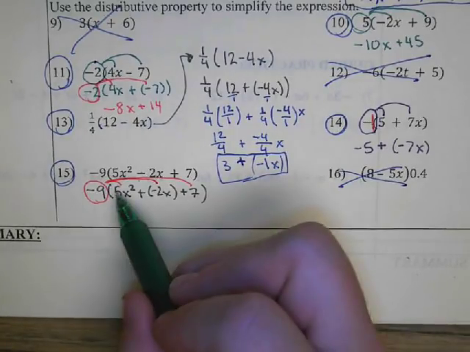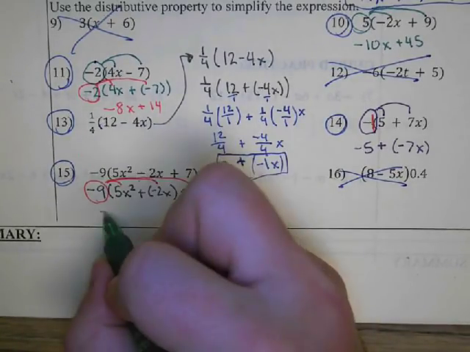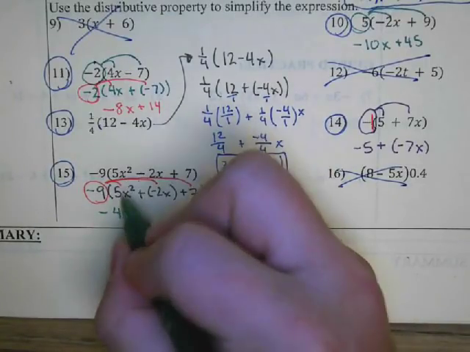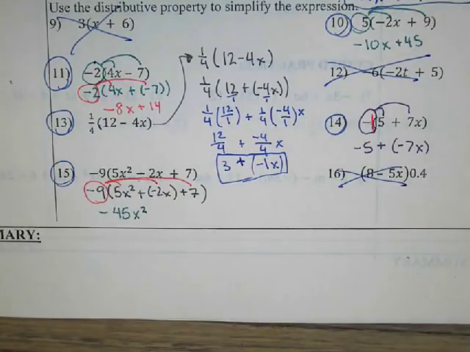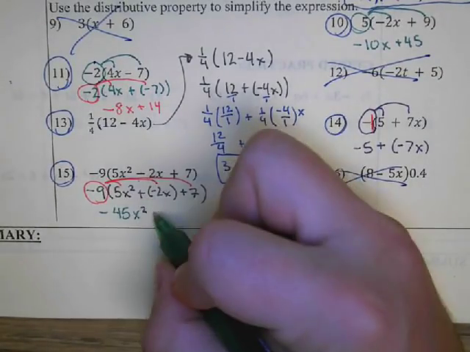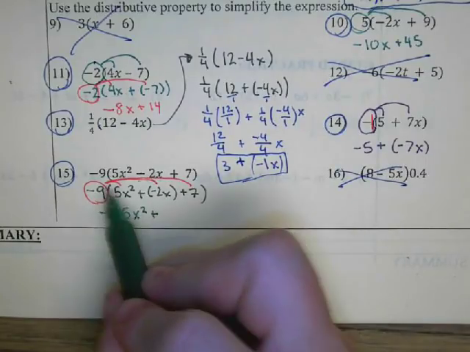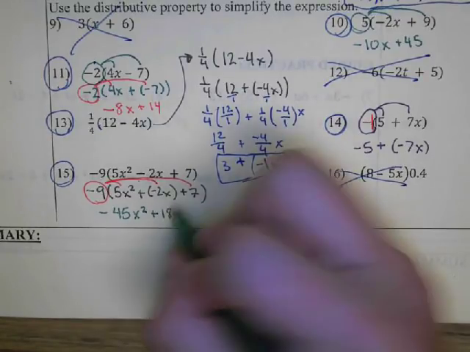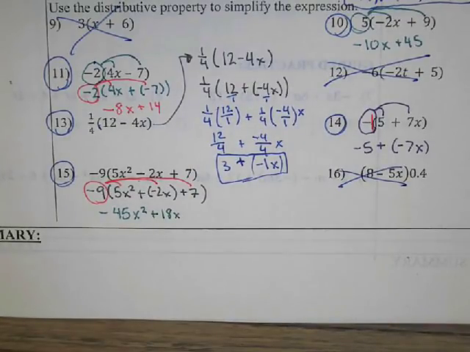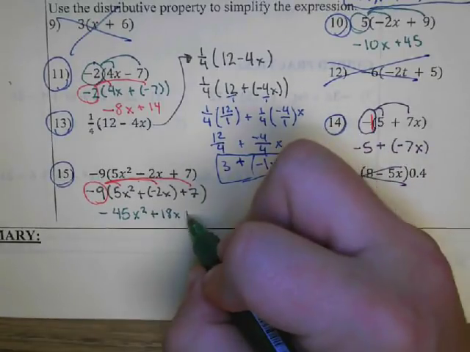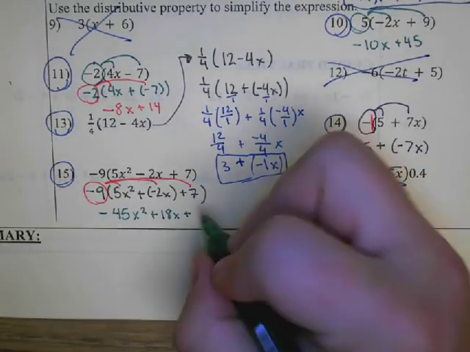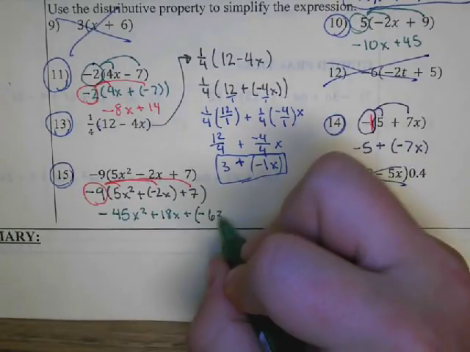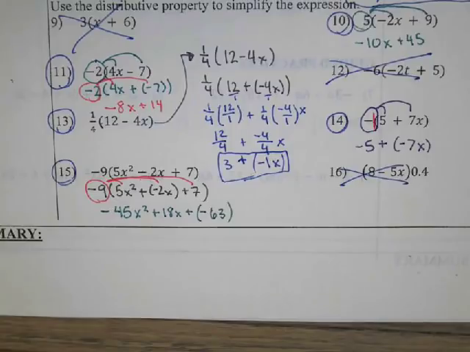Negative 9 times a positive 5. Negative times a positive is a negative 45. If we're not touching that squared on the x, it's just coming down for the ride. x squared. There we go. Done with that one. Let's bring our plus sign down. Negative 9 times a negative 2. Negative times a negative is a positive, and then we have 18x. Then we have one more. Let's bring our plus sign down, and we have negative 9 times a positive 7. So it's going to be a negative times a positive is negative. And then 9 times 7 is 63. And we are done with that problem.